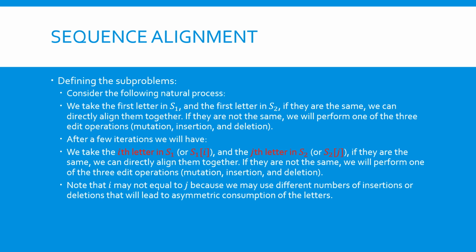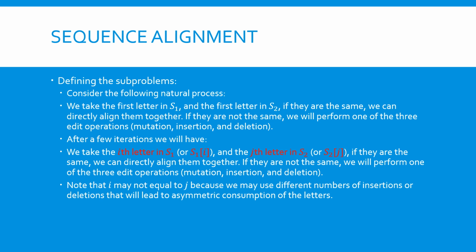To solve the sequence alignment problem using dynamic programming, we first need to define subproblems. Given the two sequences, we would naturally begin with examining the first letter in S1 and the first letter in S2. If they are the same, we move on to the next pair of letters. If they are different, we must decide which type of edit operation to apply: mutation, insertion, or deletion. As we continue through the sequences, we will be comparing the ith letter in S1 and the jth letter in S2, deciding which edit to take.